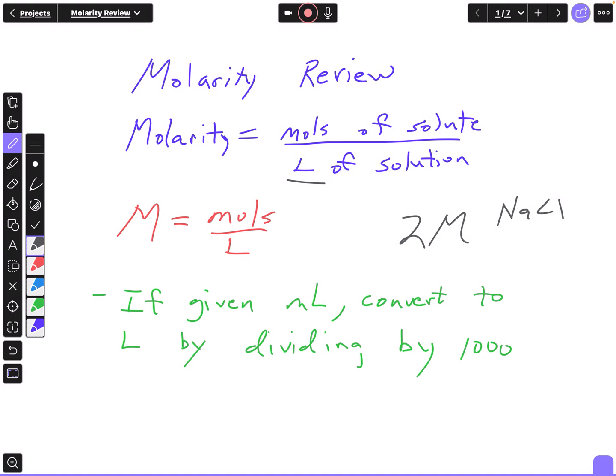Okay, so if you're given milliliters in the problem, you want to convert to liters by dividing by 1,000. So if I was given 200 milliliters in the problem, I do not need milliliters, I need liters. So I would divide by 1,000, or simply move your decimal 3 places to the left. In 200, the decimal would be at the end. So if I moved it 1, 2, 3 places, 200 milliliters is the same thing as 0.2 liters. So always make sure you pay real close attention. If you're given milliliters, you want to convert that to liters.